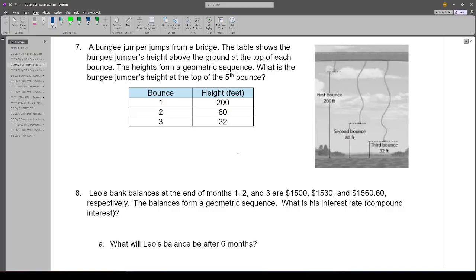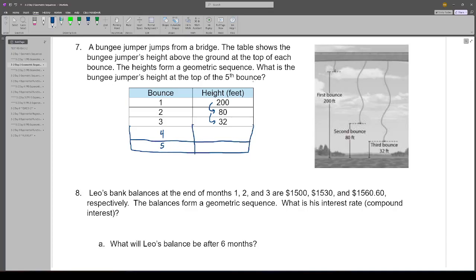until you kind of just hang there at the end. So after bounce number 1, this bungee jumper goes up 200 feet, then up 80 feet, then up 32 feet. So if this is a geometric sequence, then we should be dividing by the same amount or multiplying by the same fraction every step we go forward. And we want to know the height at the 5th bounce. So we're going to extend this table a little bit. We're going to figure out our common ratio.